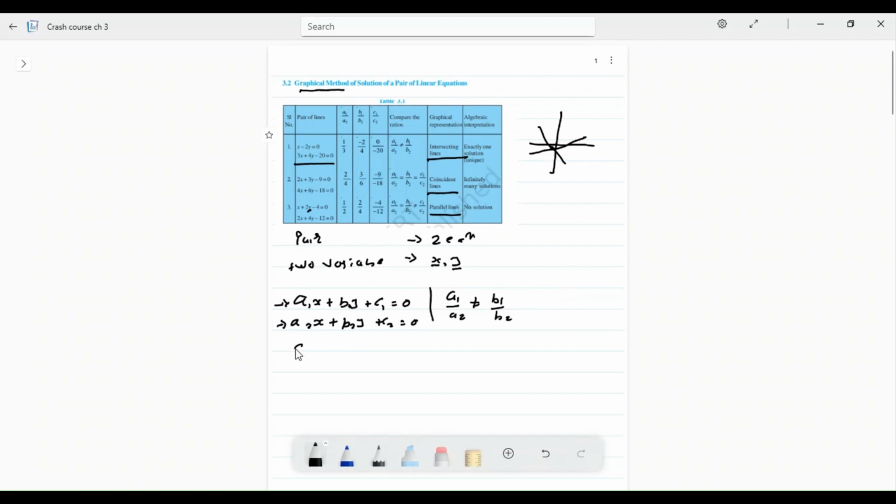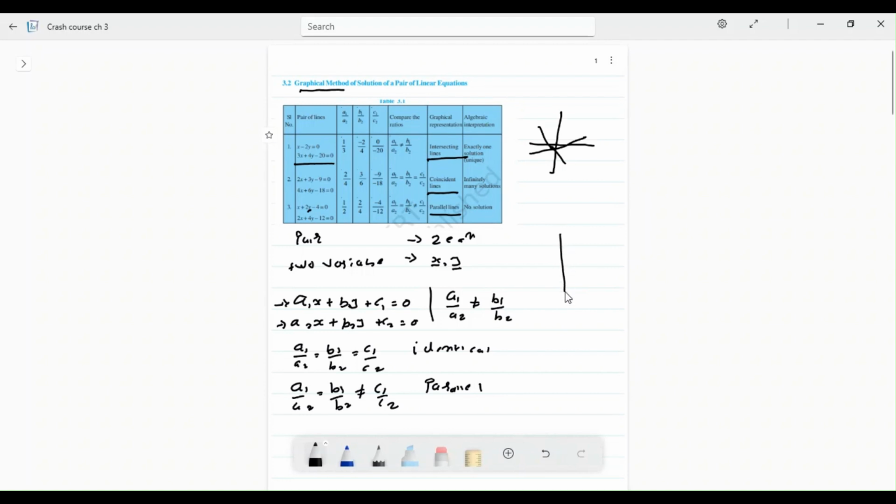Now if a1 upon a2 is equal to b1 upon b2 is equal to c1 upon c2, so the ratios of a1 upon a2, b1 upon b2 and c1 upon c2 are equal, then both the lines are identical, or we can say that both the lines are coincident lines. And the third one is a1 upon a2 is equal to b1 upon b2 but not equal to c1 upon c2, then both the lines are parallel lines.